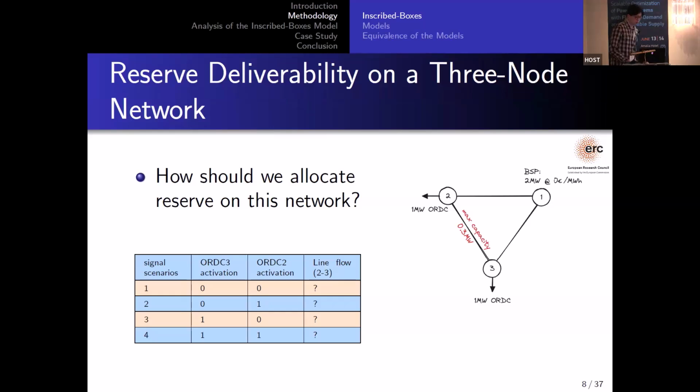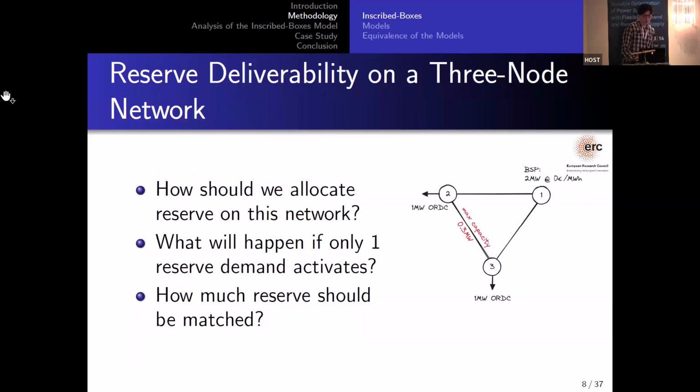So how much reserve can we actually allocate in this network? The answer is 1.8, which means that for the activation of both, we can have 0.9 of reserve at node 2 and 0.9 at node 3. And for the single activations, we're going to have 0.6 from the short distance of node 1 to node 2, and 0.3 flowing from node 3 to node 2.